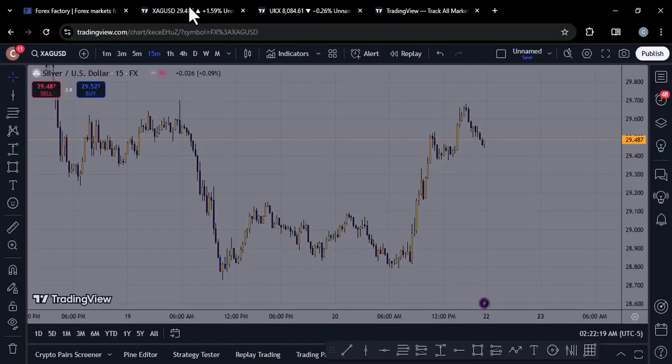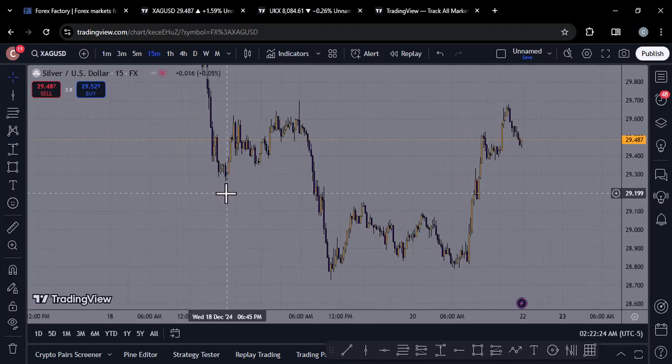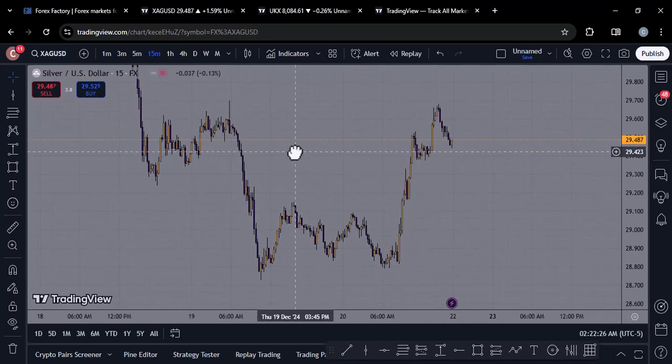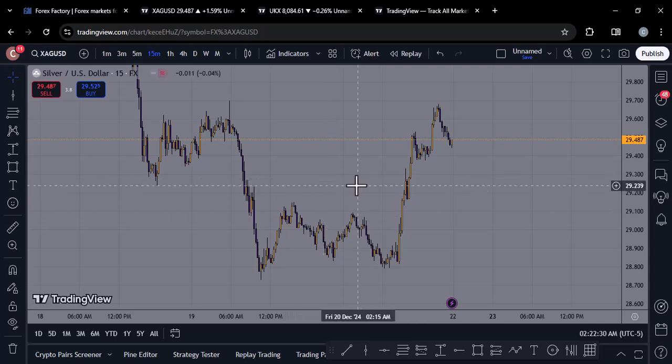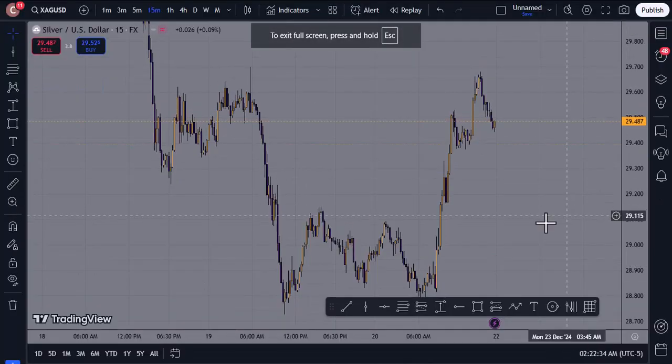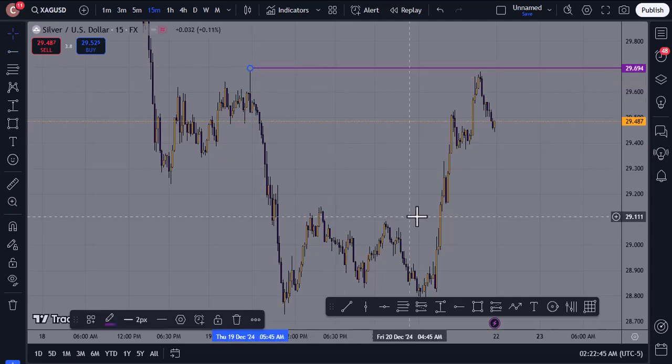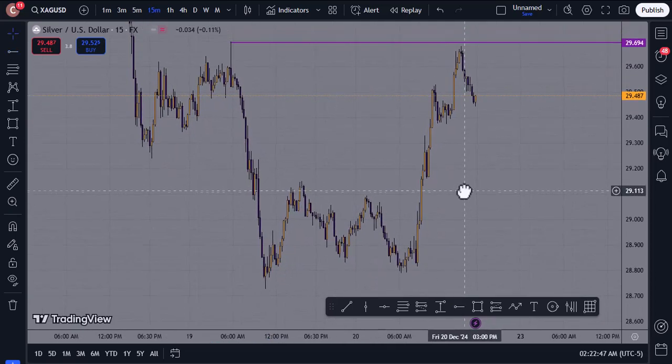So let's go back to the next rule that says okay, keep an eye on key levels. So let's identify various key levels now. Key levels talk about highs, lows, and FVGs, fair value gaps. So I'm going to identify various highs, lows, and FVGs. Okay, so let's go. I will use this. This is a high, and that is where I'm expecting price to likely come to before going down. I want to see price come there because price has taken this high.